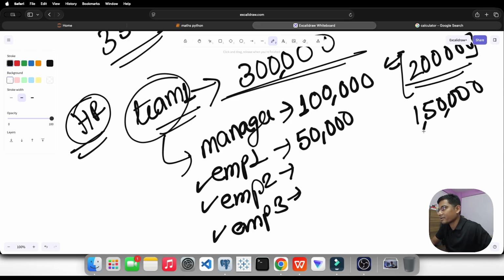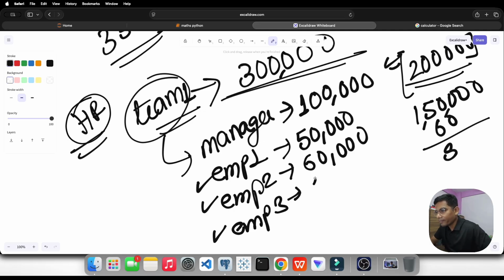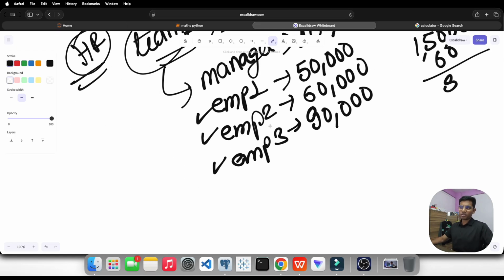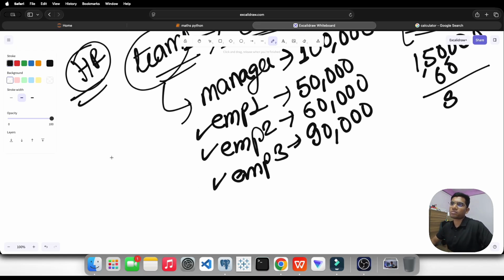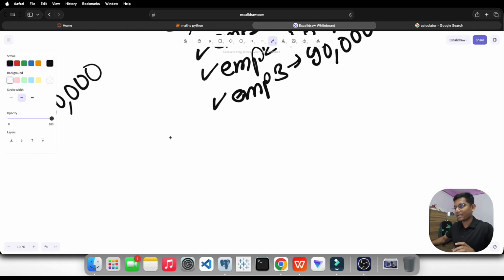1 lakh 50. You will give 60,000 to employee 2. So 60 is like how much? 1 lakh 50 minus 60 is 90, and 90,000 to employee 3, okay? That much. So out of this, suppose HR gives a segregation, like out of this how much the manager is taking up of the budget? So what will you say? How will you calculate how much the manager is taking up of the budget?